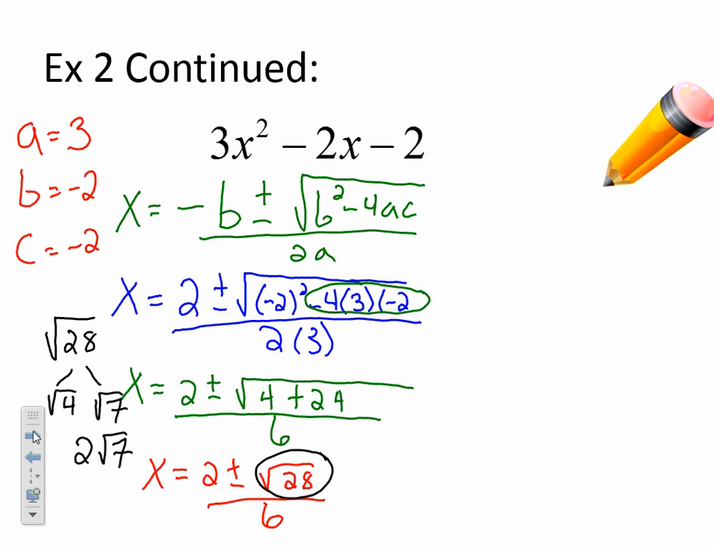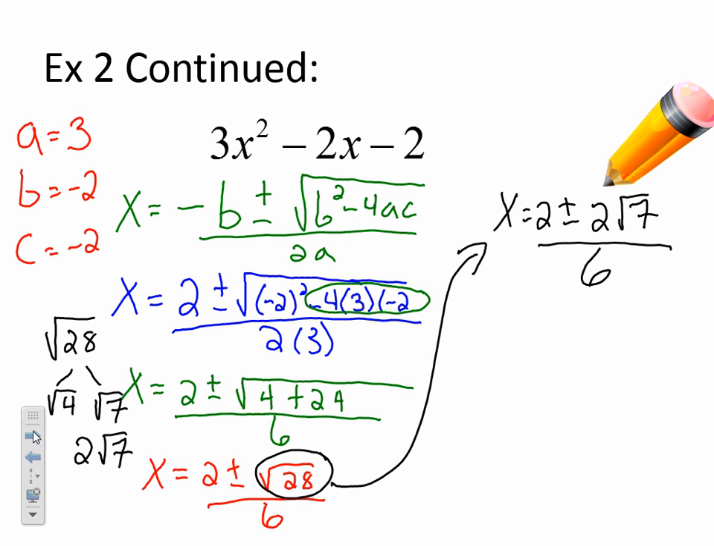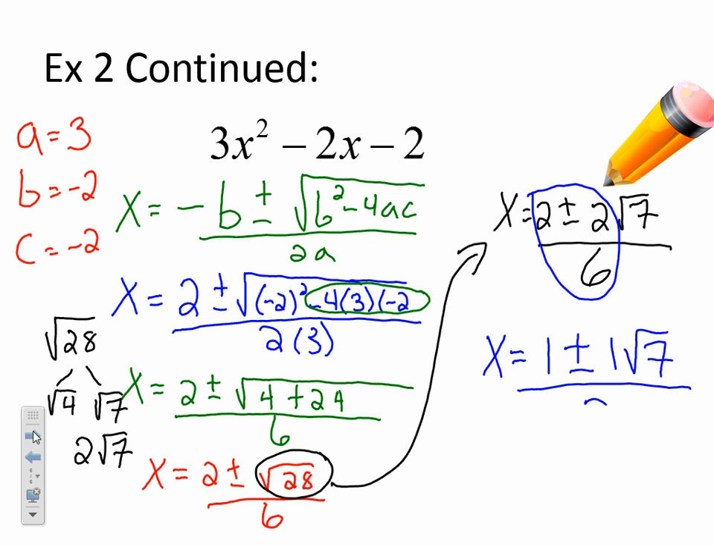When I rewrite this, I'm going to get x equals 2 plus or minus 2 square roots of 7 all over 6. From here, we're going to simplify, if possible, right here. This is what we can simplify. 2 goes into all of these, so x equals 2 divided by 2 is 1, plus or minus 2 divided by 2 is 1, square roots of 7 all over 6 divided by 2, which is 3. Now, this, ladies and gentlemen, represents 2 of our answers.